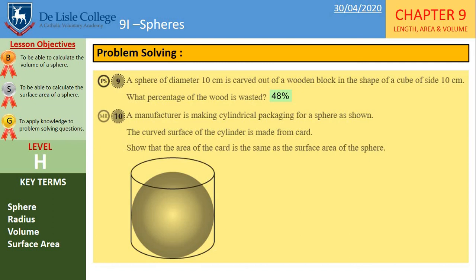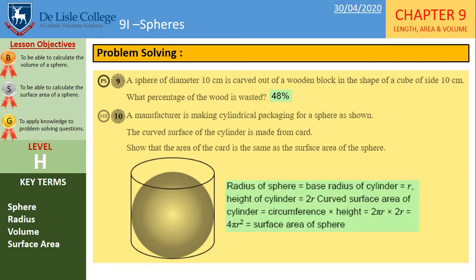Number 10, we've got a cylindrical packaging for a sphere. The curved surface area of the cylinder is made from card. We want to show that the area of the card is the same as the surface area of the sphere. This is going to have to use algebra because we're not given any specific values.